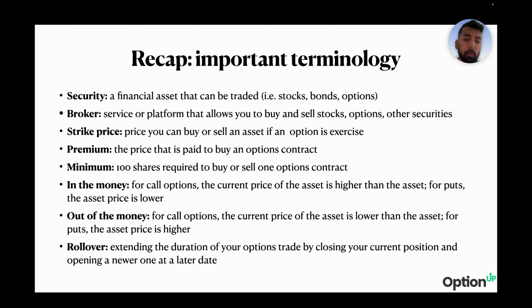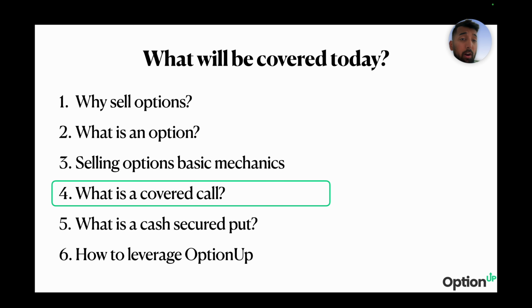And then another thing we'll talk about is called rollover, where if I'm selling a call option and I don't want to sell those shares, I can roll over my contract and just push the expiry by one week or by however much time I want, and I get to hold on to my shares for a little bit longer. And we'll talk about how that mechanism really works. So moving on, let's look at some examples for what a covered call is.